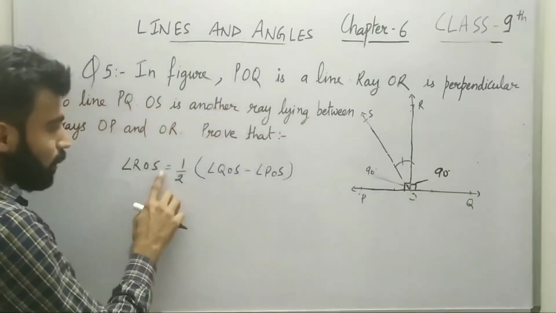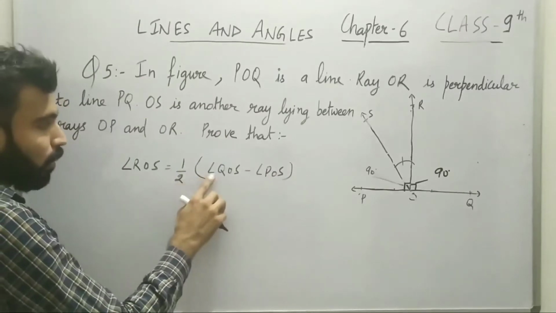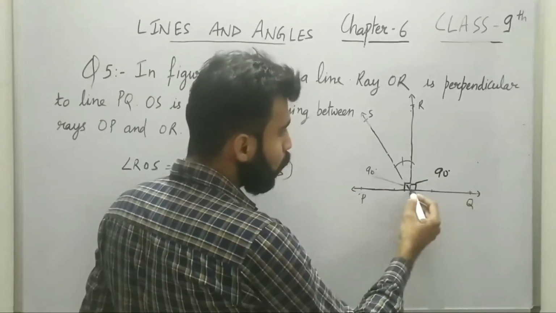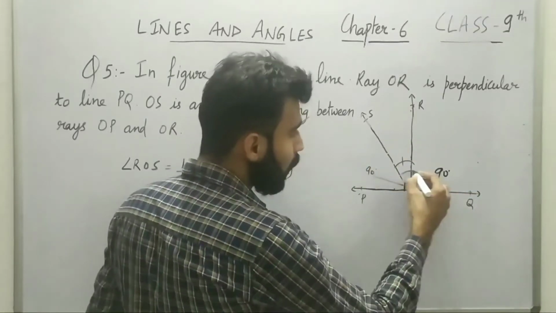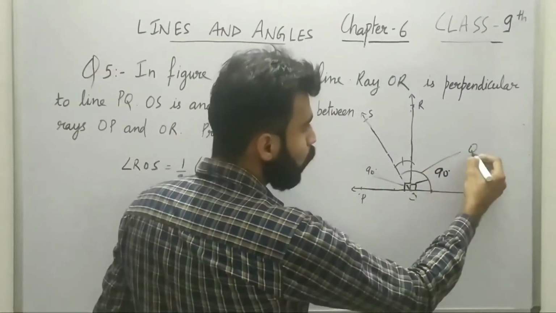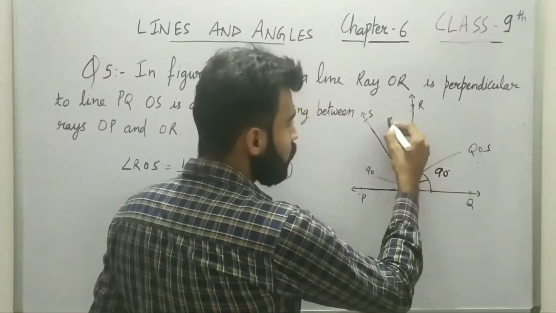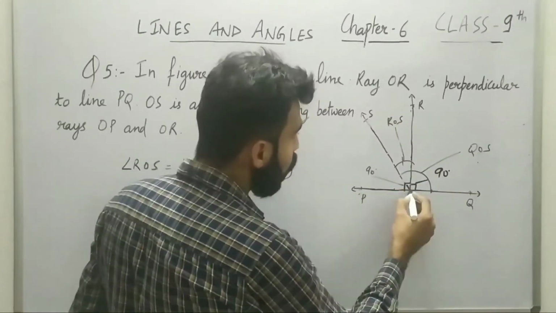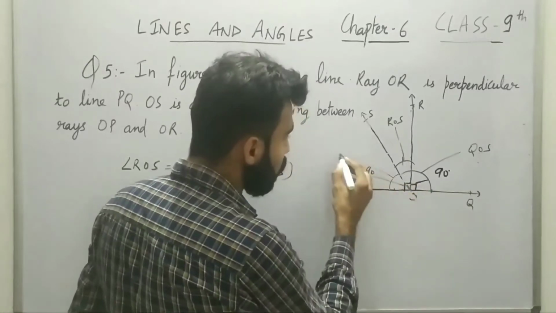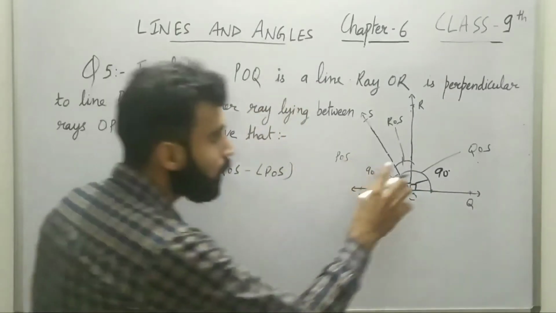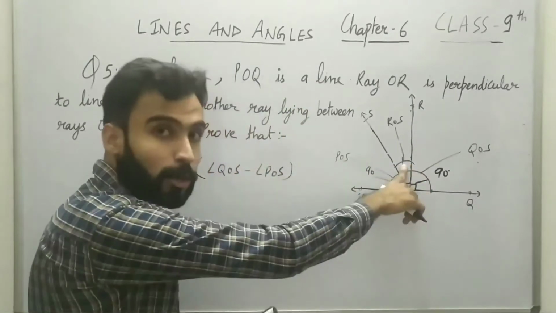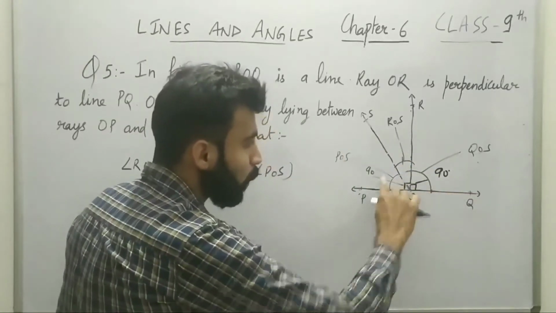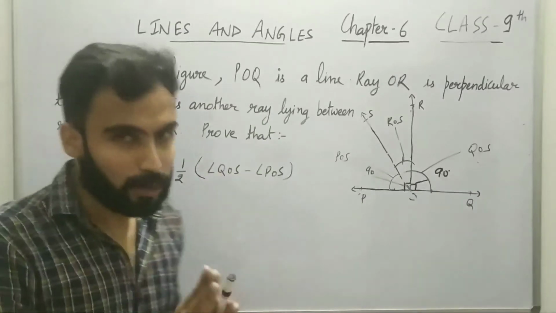Now angle ROS is half of QOS. So what is QOS? Let me just mark it, QOS. So you can see the whole angle, this one is QOS. This is ROS, and minus POS. So you can see POS. So this is the angle POS, right? So what we have to prove is this: the angle ROS is equal to half of angle QOS minus POS.